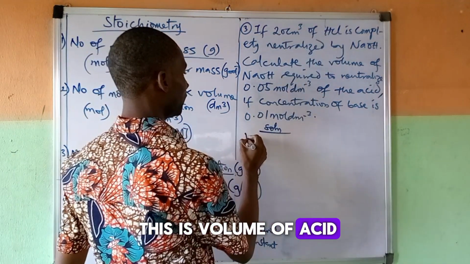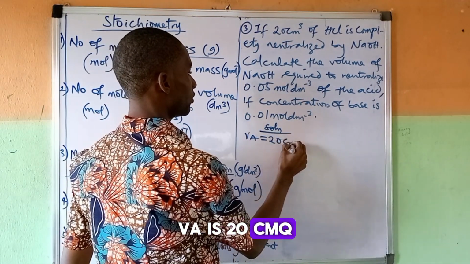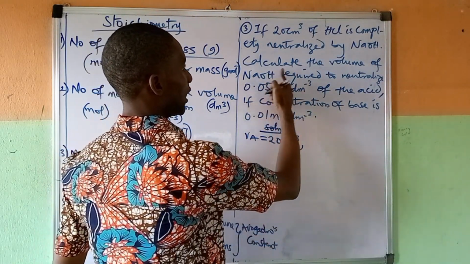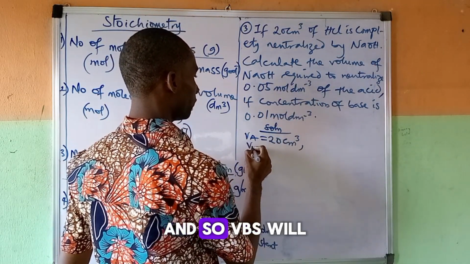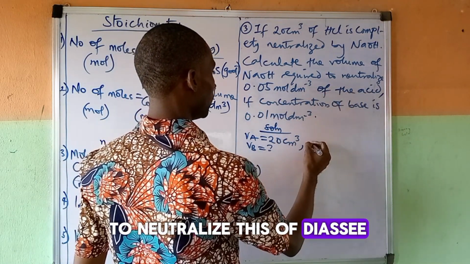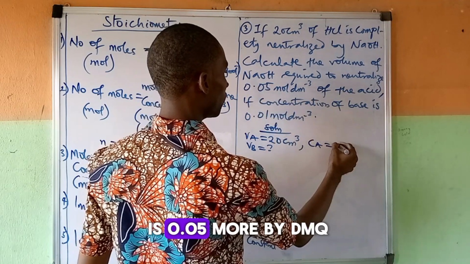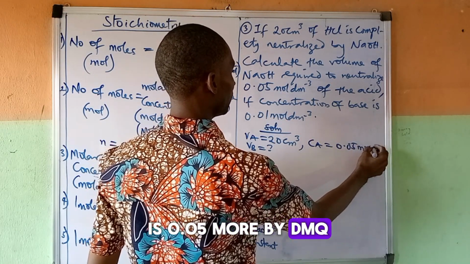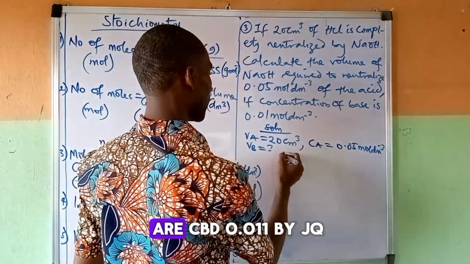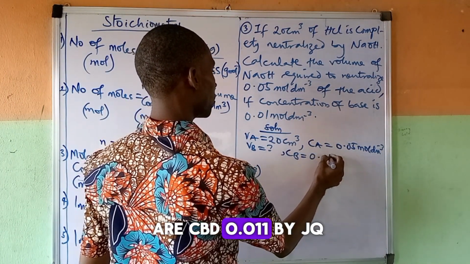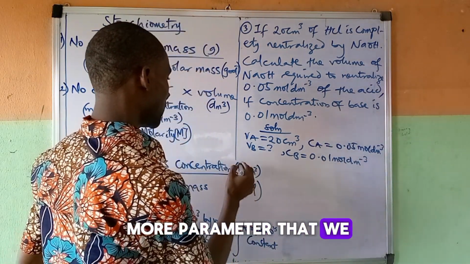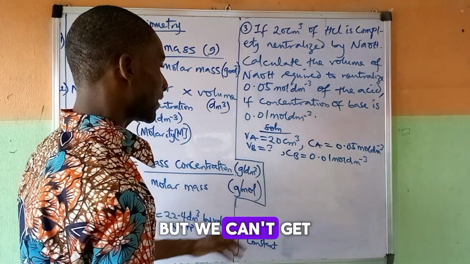The volume of acid Va is 20 cm³, completely neutralized by the base. Calculate the volume of sodium hydroxide. So Vb is what we have to find to neutralize this acid. The concentration of acid is 0.05 mole per dm³. The concentration of base, our Cb, is 0.01 mole per dm³. There is one more parameter that we need to answer this question, but we can't get it without first writing a balanced equation.